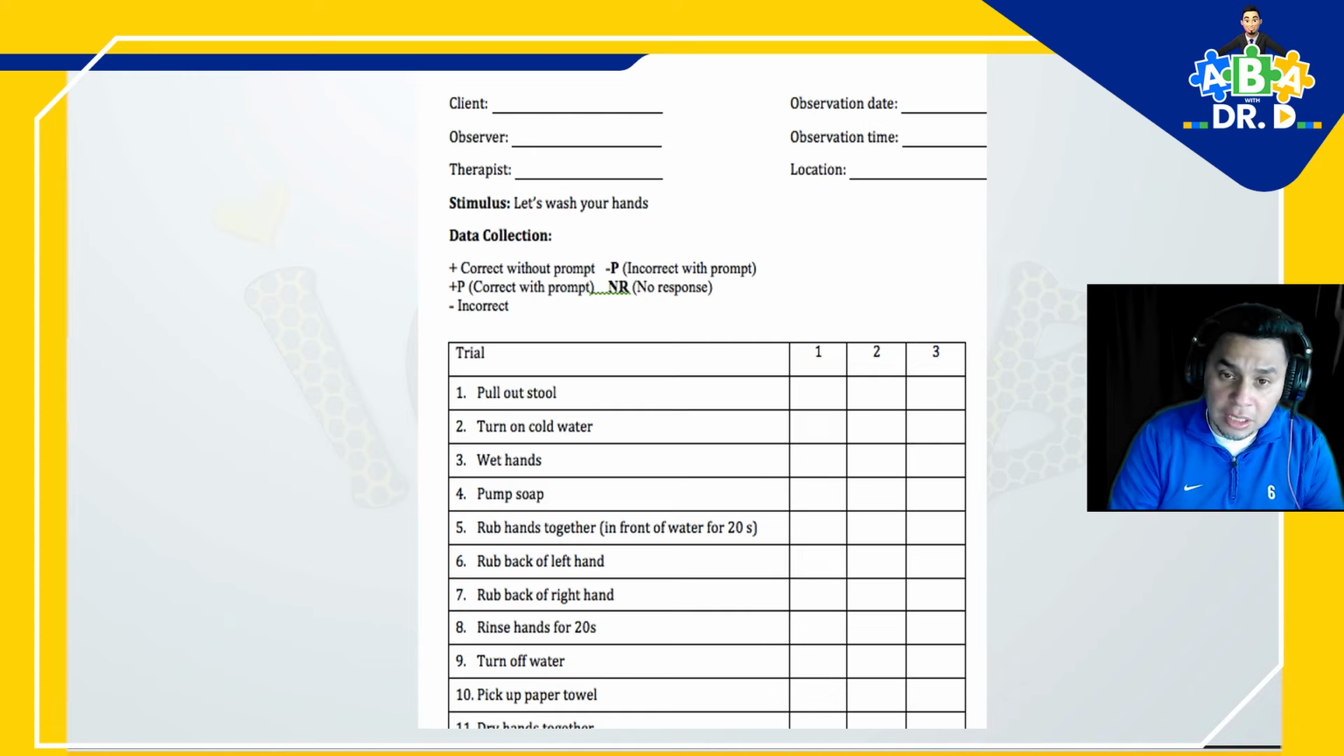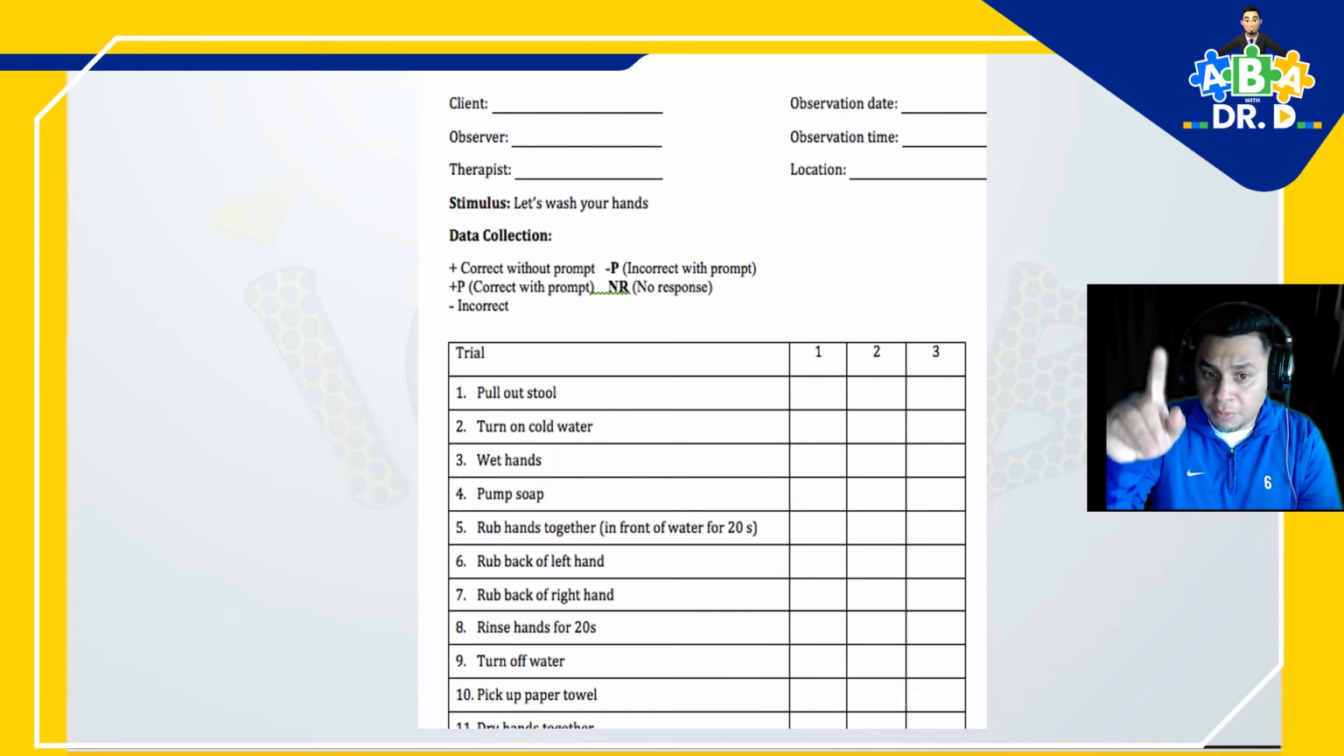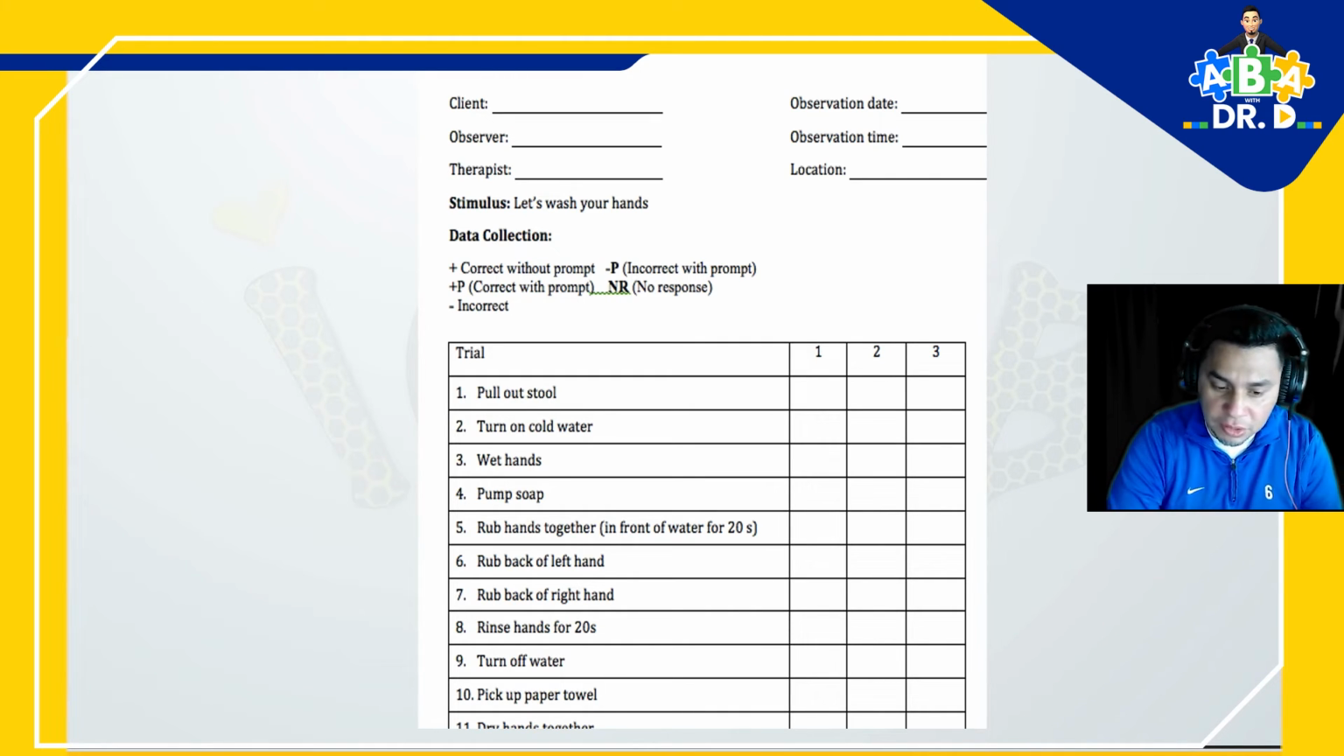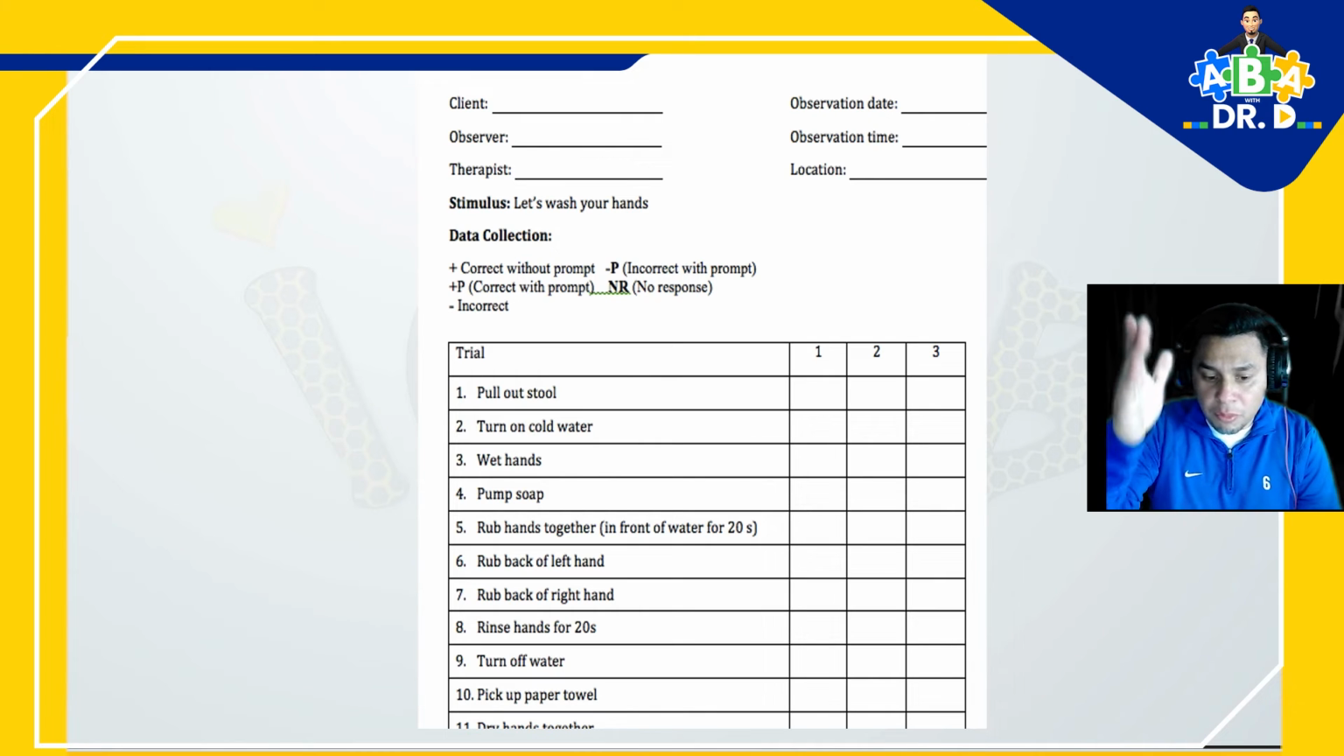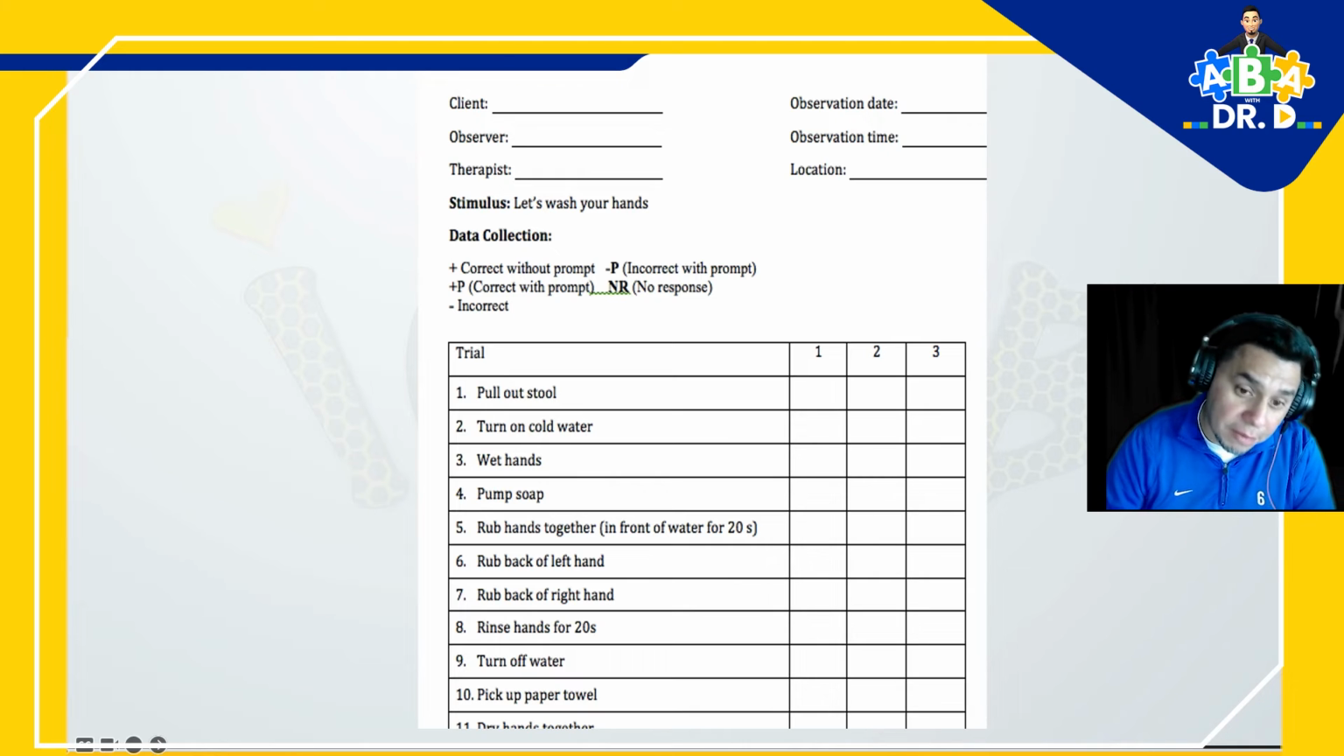So if I'm going to do a backward chaining procedure, I'm going to put, for example, here it says P for prompts. There are 11 steps here, though you can't see the 11th step. I'm going to prompt steps 1 through 10, and then on number 11 I'm going to see if I can get some type of response. Maybe a prompt will be needed at first, but I'm going to fade it out to get that response independent at some point.